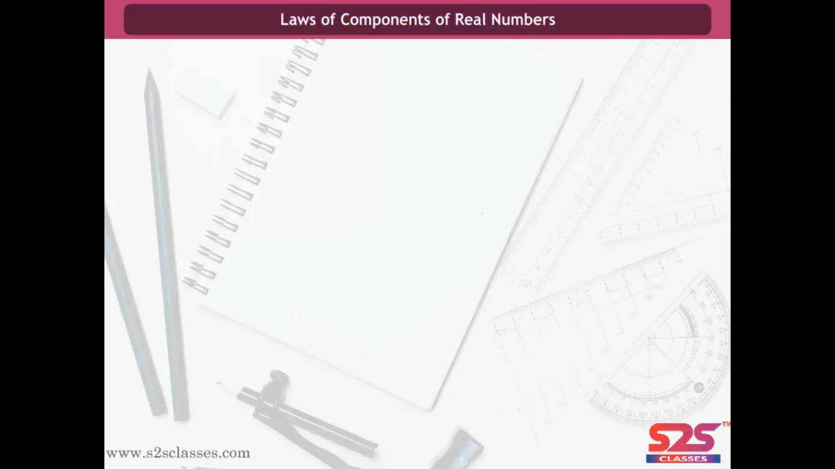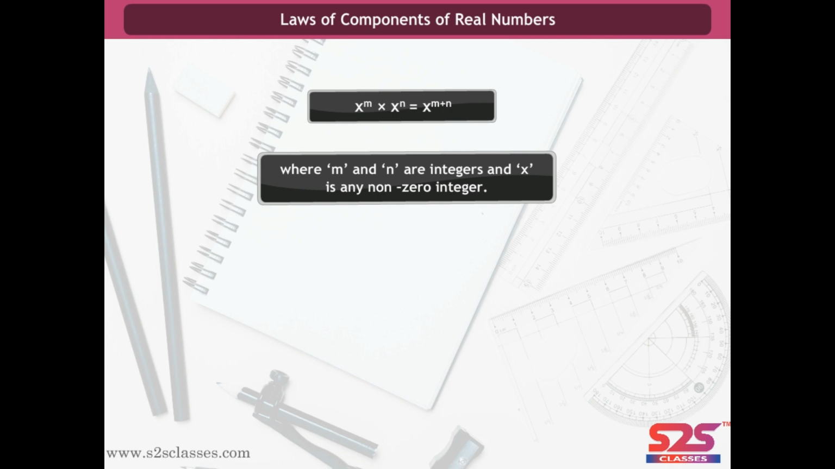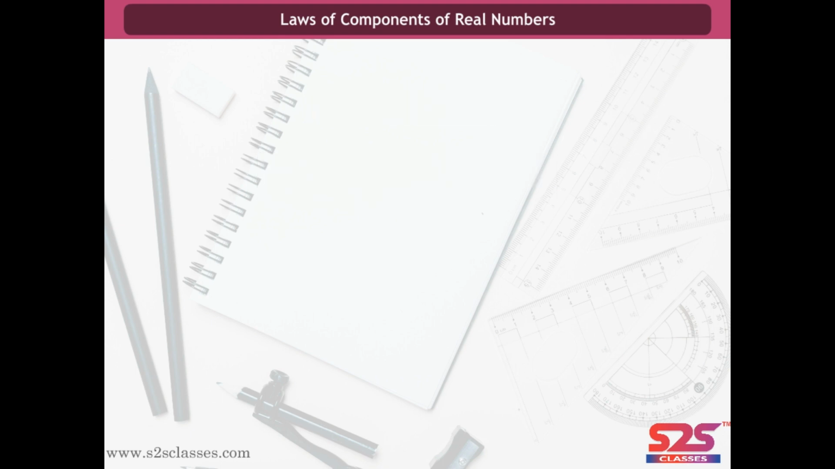Laws of exponents of real numbers. Some important laws of exponents are given here. The first law says that x raised to the power m into x raised to the power n is equal to x raised to the power m plus n, which means if two or more numbers with the same base are multiplied, then the answer is the base raised to the sum of the powers, where m and n are integers and x is any non-zero integer. Let us do some questions for better understanding of the formula.